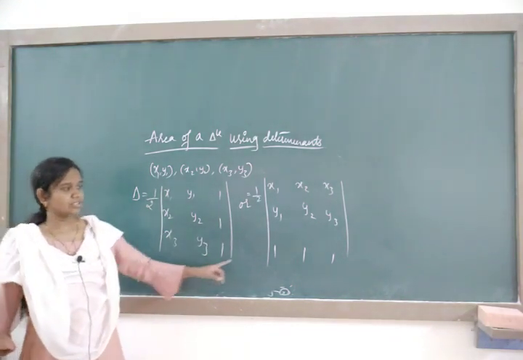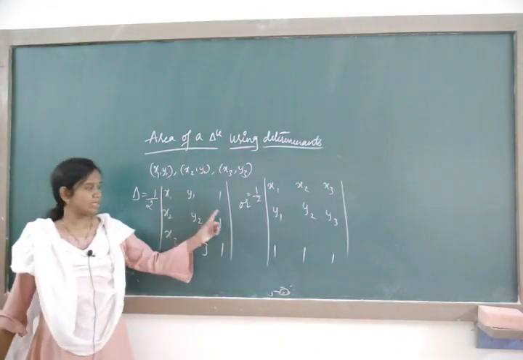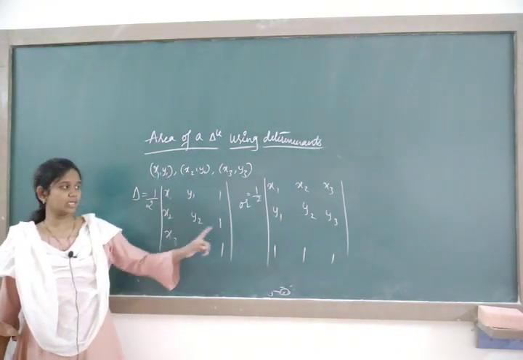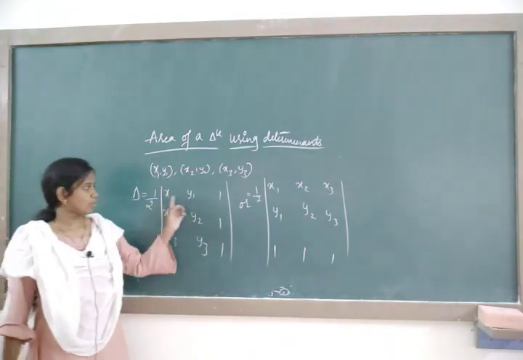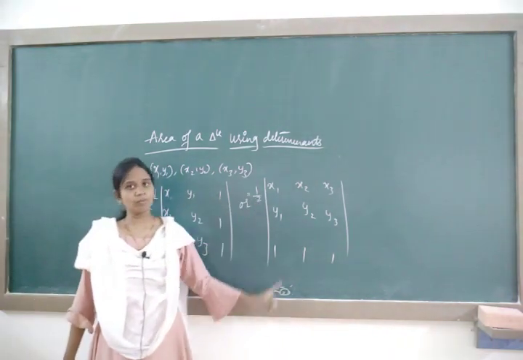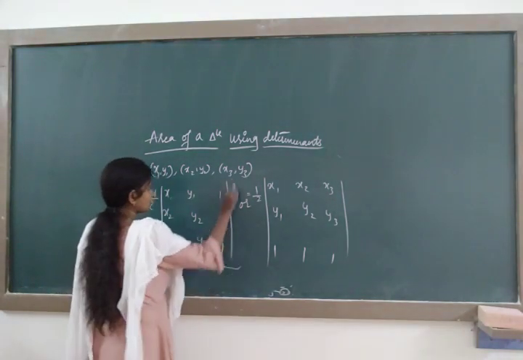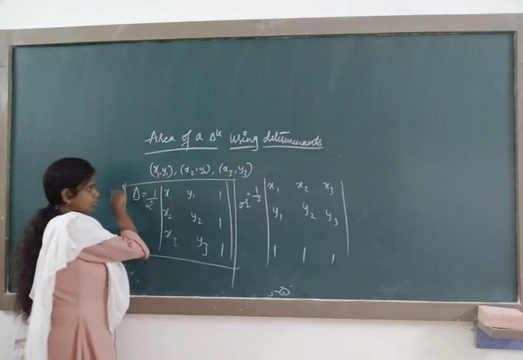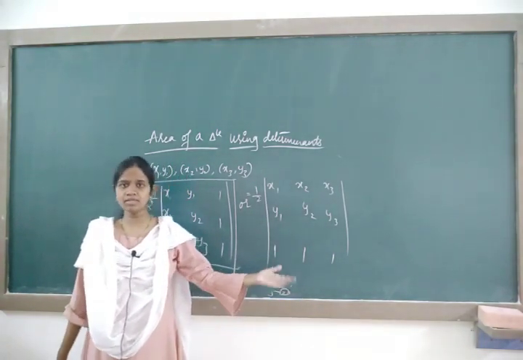Why have I taken this formula? We have studied property 1: if in a determinant the rows and columns are interchanged, the value of the determinant remains the same. So whatever the first row was, I have written as the first column, but I generally prefer the first determinant formula. No problem, if you use the other one, the result will be the same.